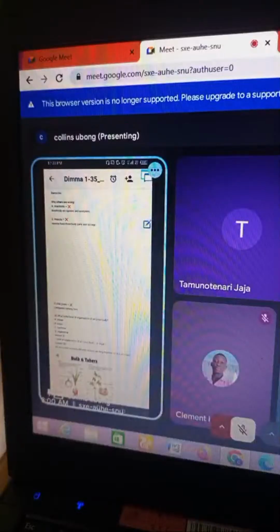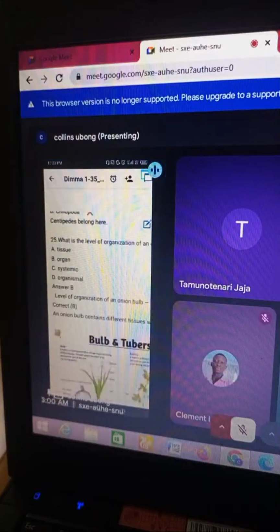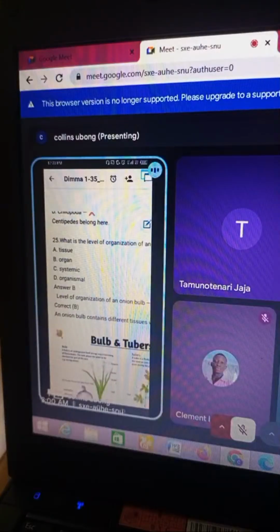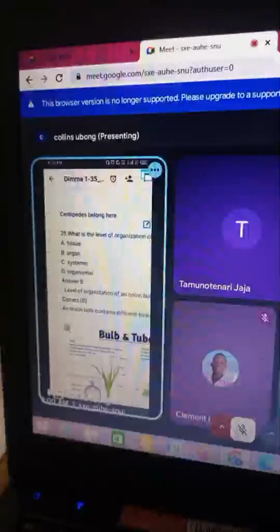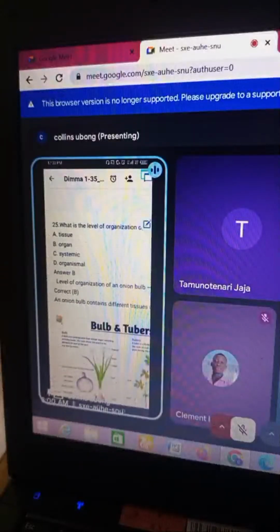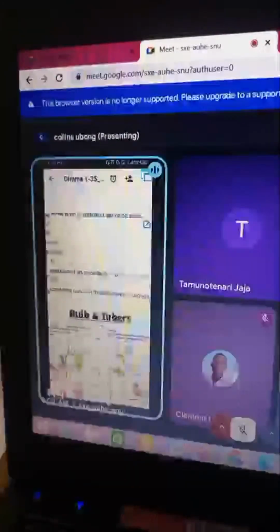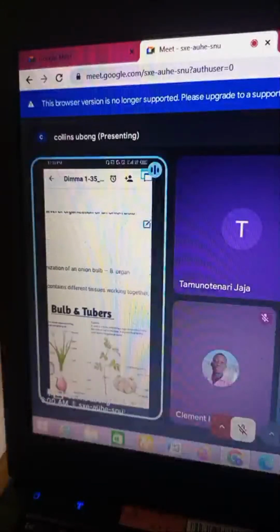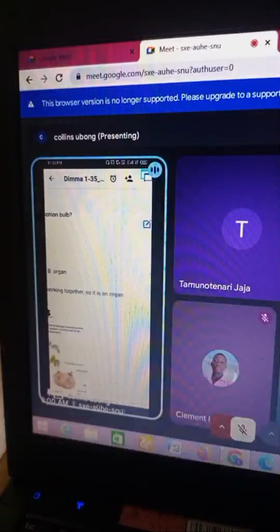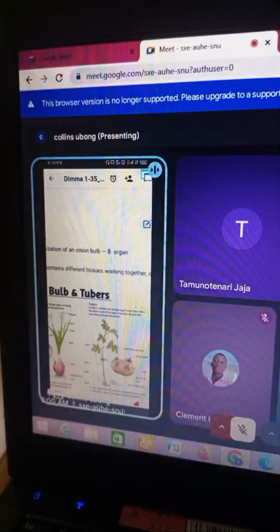Number 25. What is the level of organization of an onion bulb? A. Tissue. B. Organ. C. Systemic. And D. Organismal. So the answer is B. Level of organization of onion bulb is organ. An onion bulb contains different tissues working together. So it is an organ.